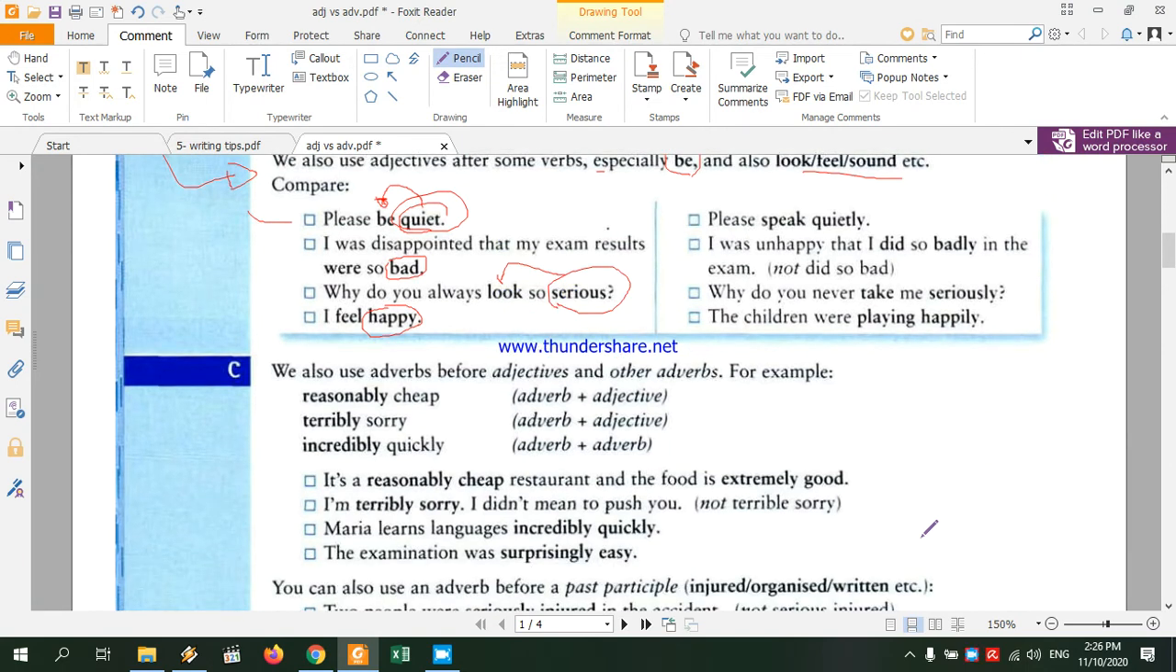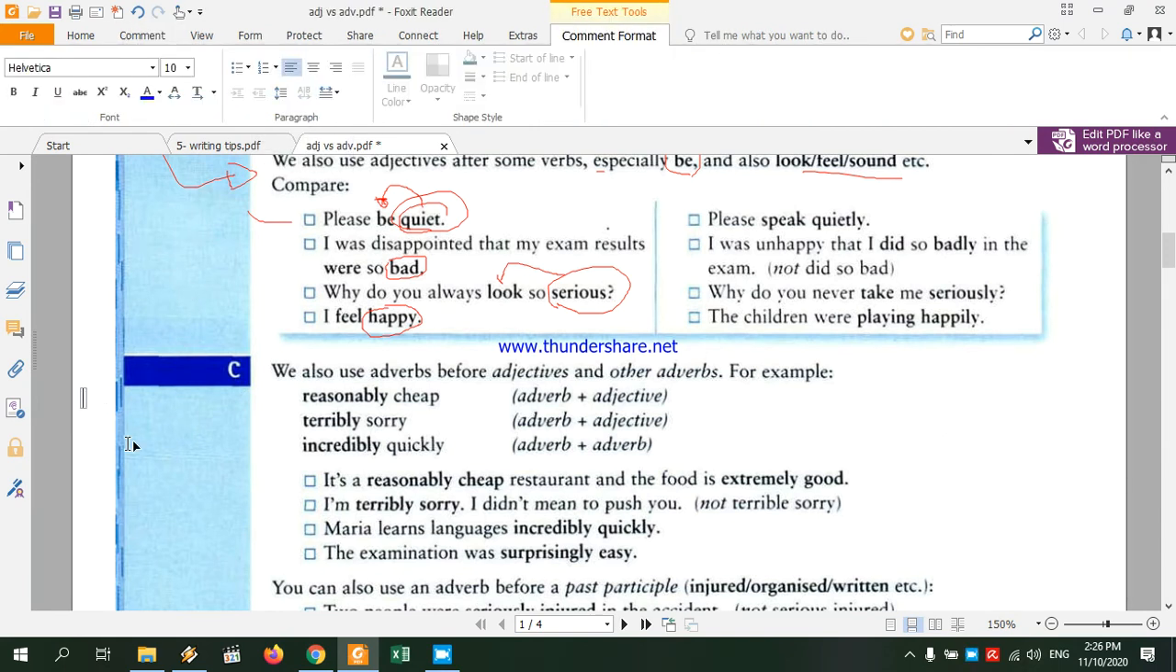Remember when we said that adverbs are used to describe adjectives and also verbs and adverbs? Here are examples of adverbs used to describe adjectives. For example, if I use the typewriter here and say, this cell phone is reasonably cheap. This cell phone is reasonably cheap.